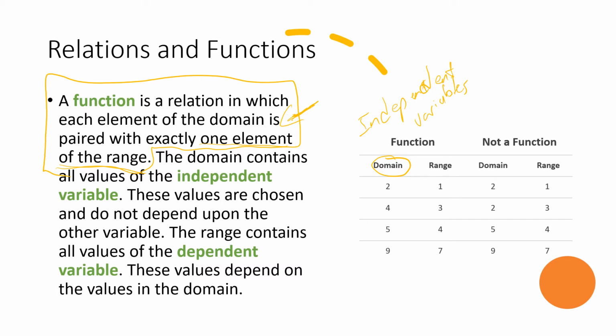Now our other variable is the dependent variable, which happens to be range. This is the dependent variable, which means that its value depends on the value in the domain. So it is tied to the domain. Now the other thing to remember here is that the domain is also x and range is y. So we need to remember that.